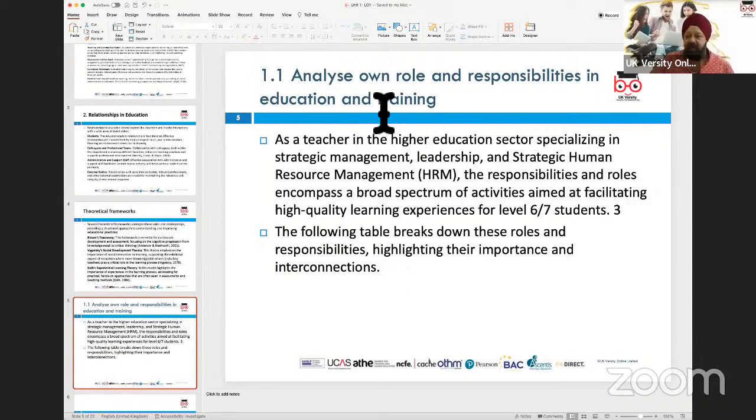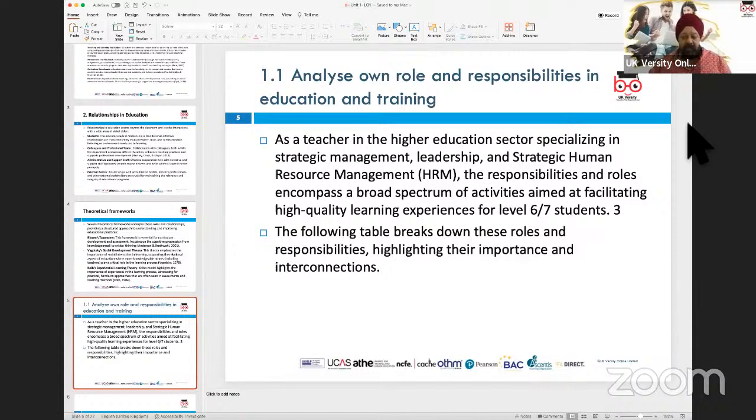So with a bit of that overall understanding, let me go into the first assessment criteria, which talks about analyzing my own role and responsibility within the setup. Here, what I would suggest is that you look at this as a task where you are going to analyze your own role and responsibility within special educational needs in this case.